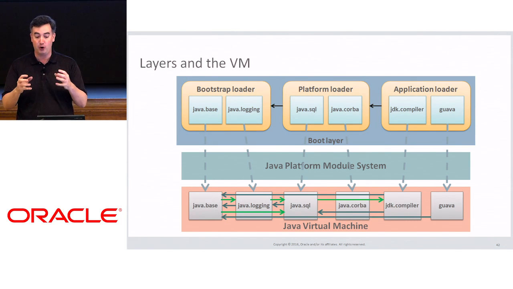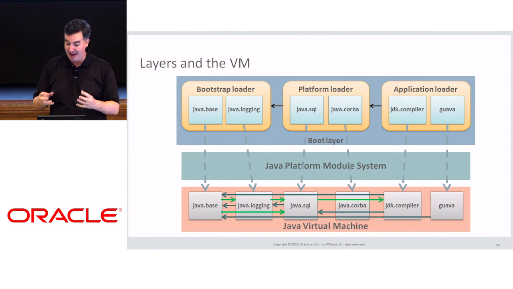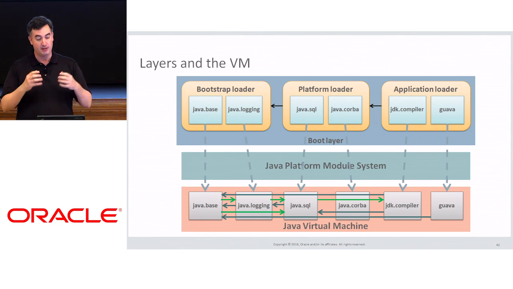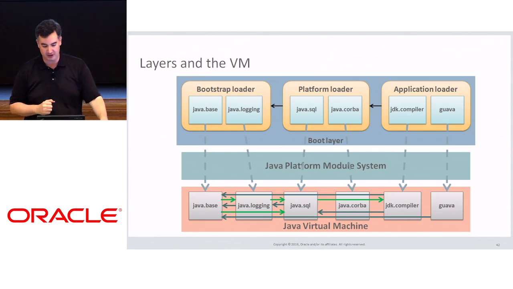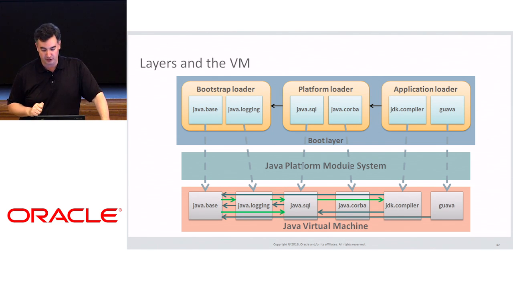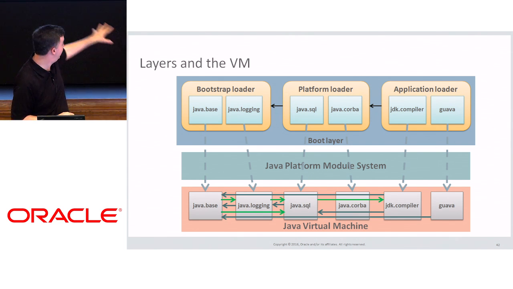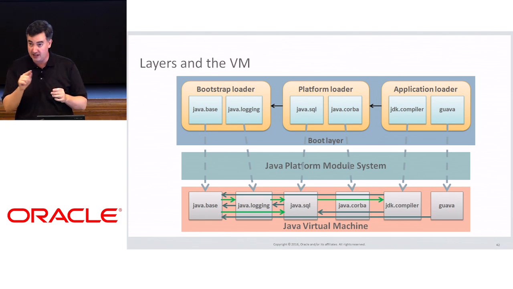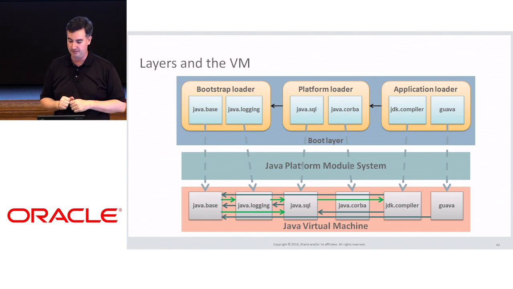Creating a layer informs the module system about the packages that will exist in the program and the modules they'll come from. The module system passes this information to the VM so that when classes are eventually loaded and defined, the VM knows which module a class belongs to and what that module reads and exports. It's like the VM has a shadow copy of the module graph that it uses when checking accessibility between classes.